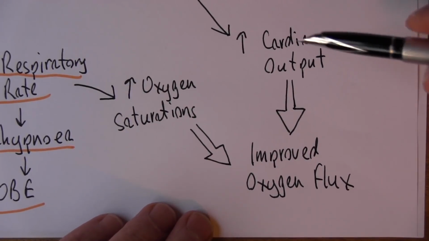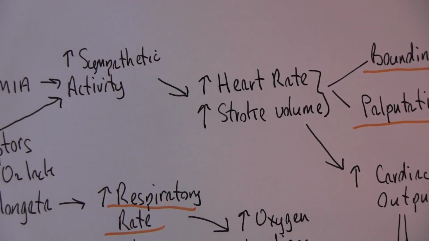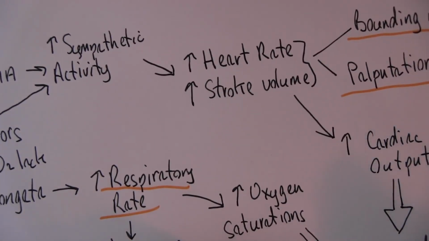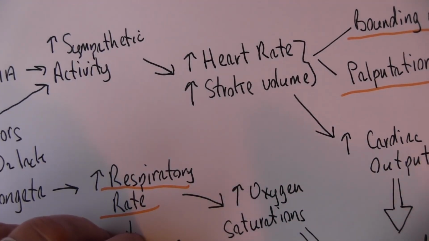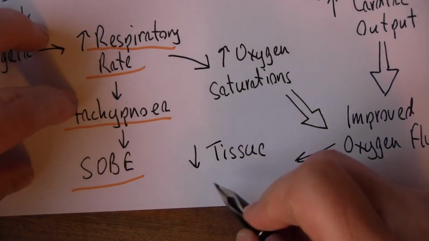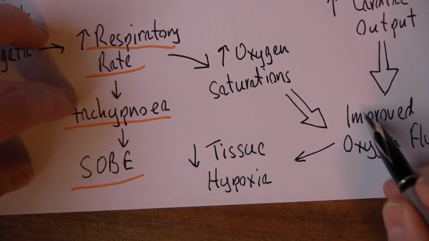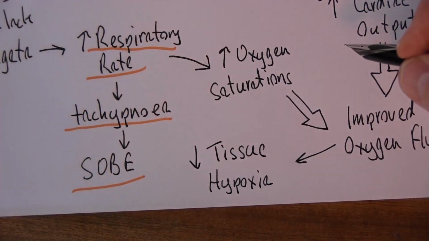So the improved oxygen flux is to compensate for the hypoxemia. It's a compensatory device, which of course is good. We're compensating. The tissues are getting more oxygen. So the improved oxygen flux is going to reduce tissue hypoxia. So improved oxygen flux means less tissue hypoxia. The tissues are getting more life-giving oxygen.